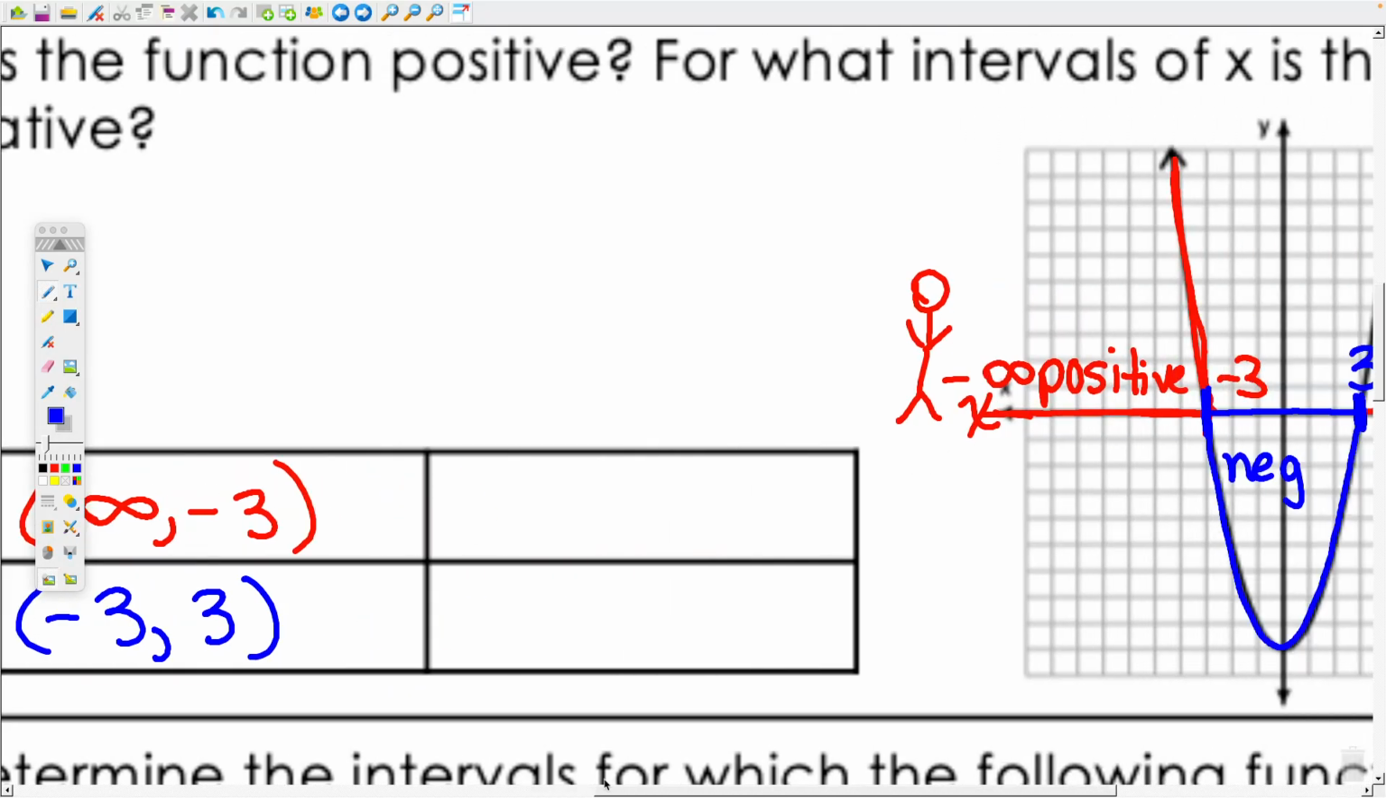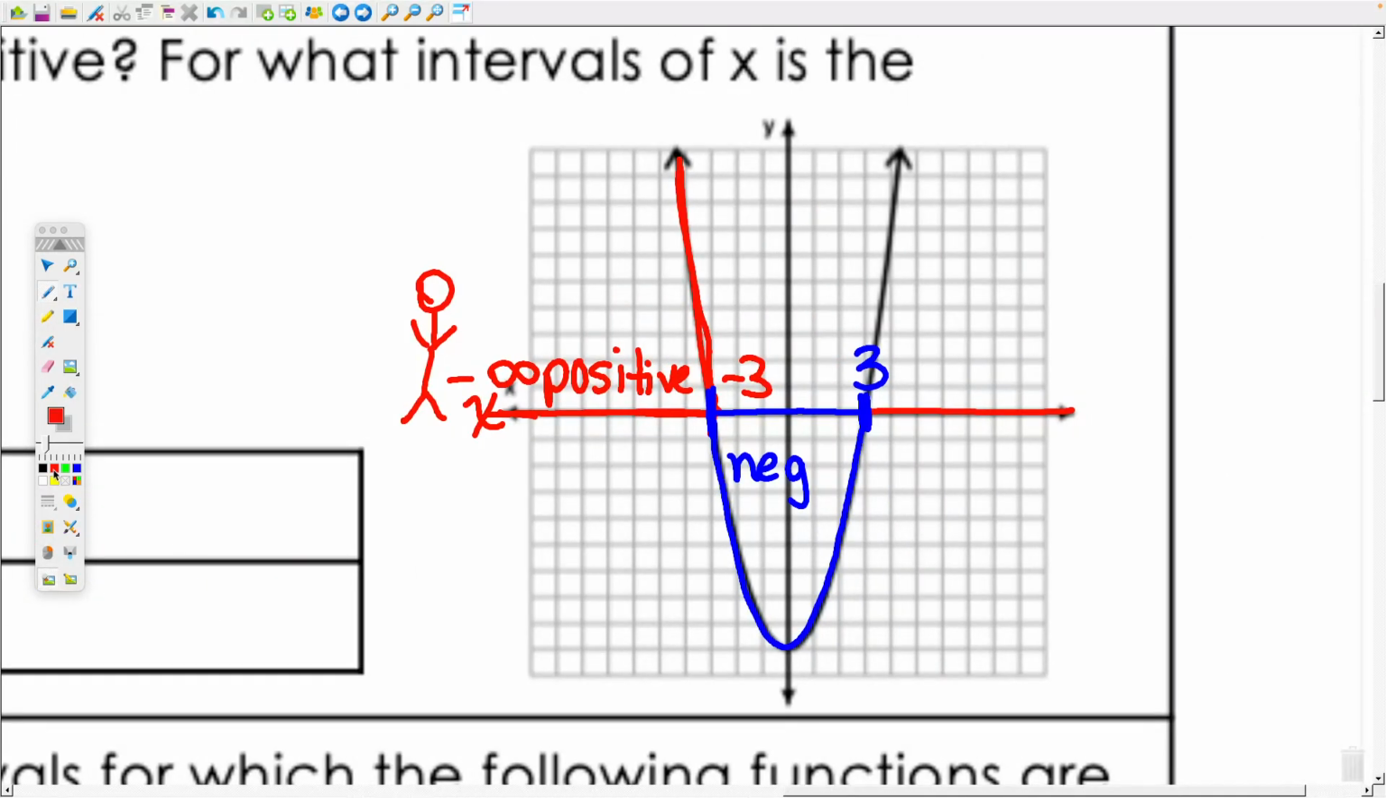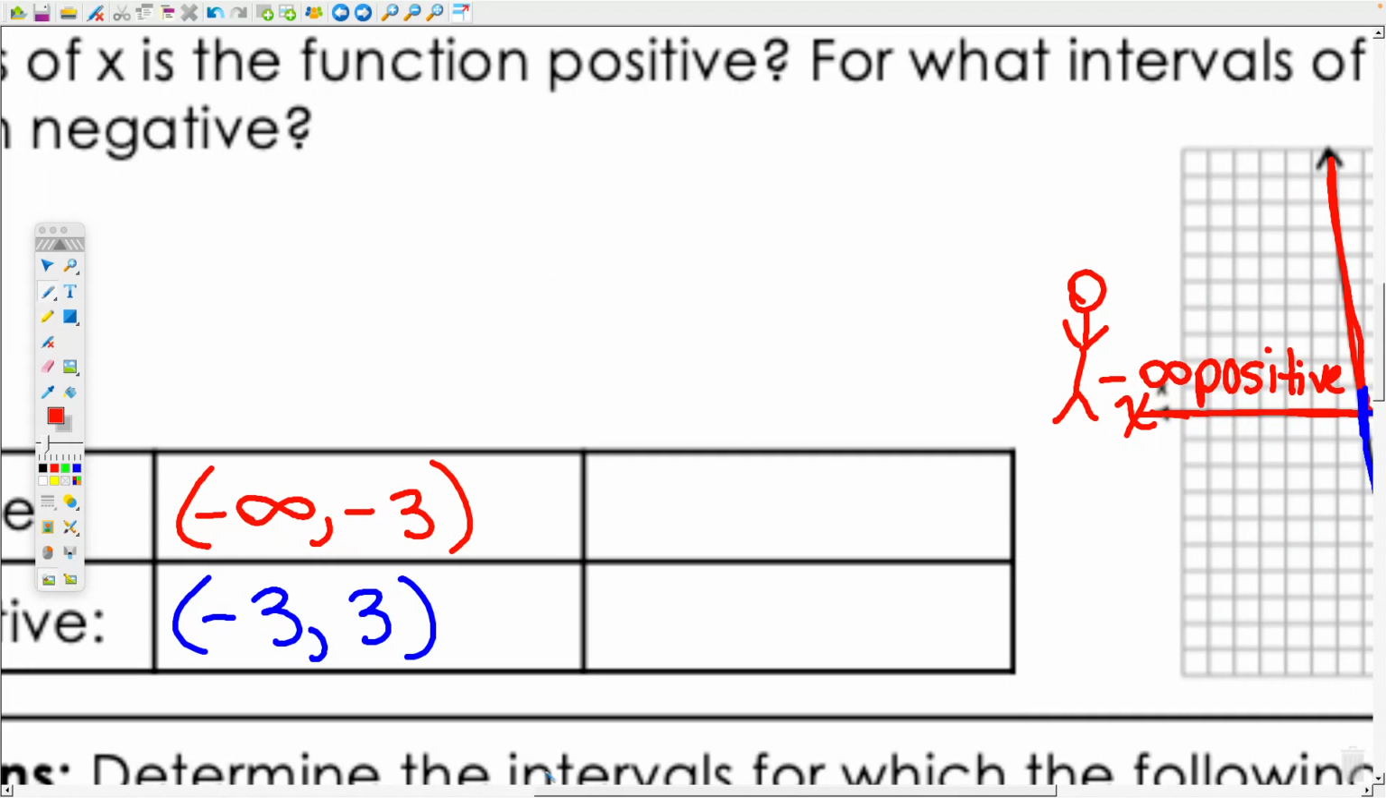I'm not done. My graph continues. On this portion of the graph right here, you see that this portion is above the x-axis. So this is a positive interval. I'm still walking on this x-axis, y'all, from 3, say it again, I heard somebody say it, to infinity. Good job. So you're going to come back over here and write this down, and there's the other box right here.